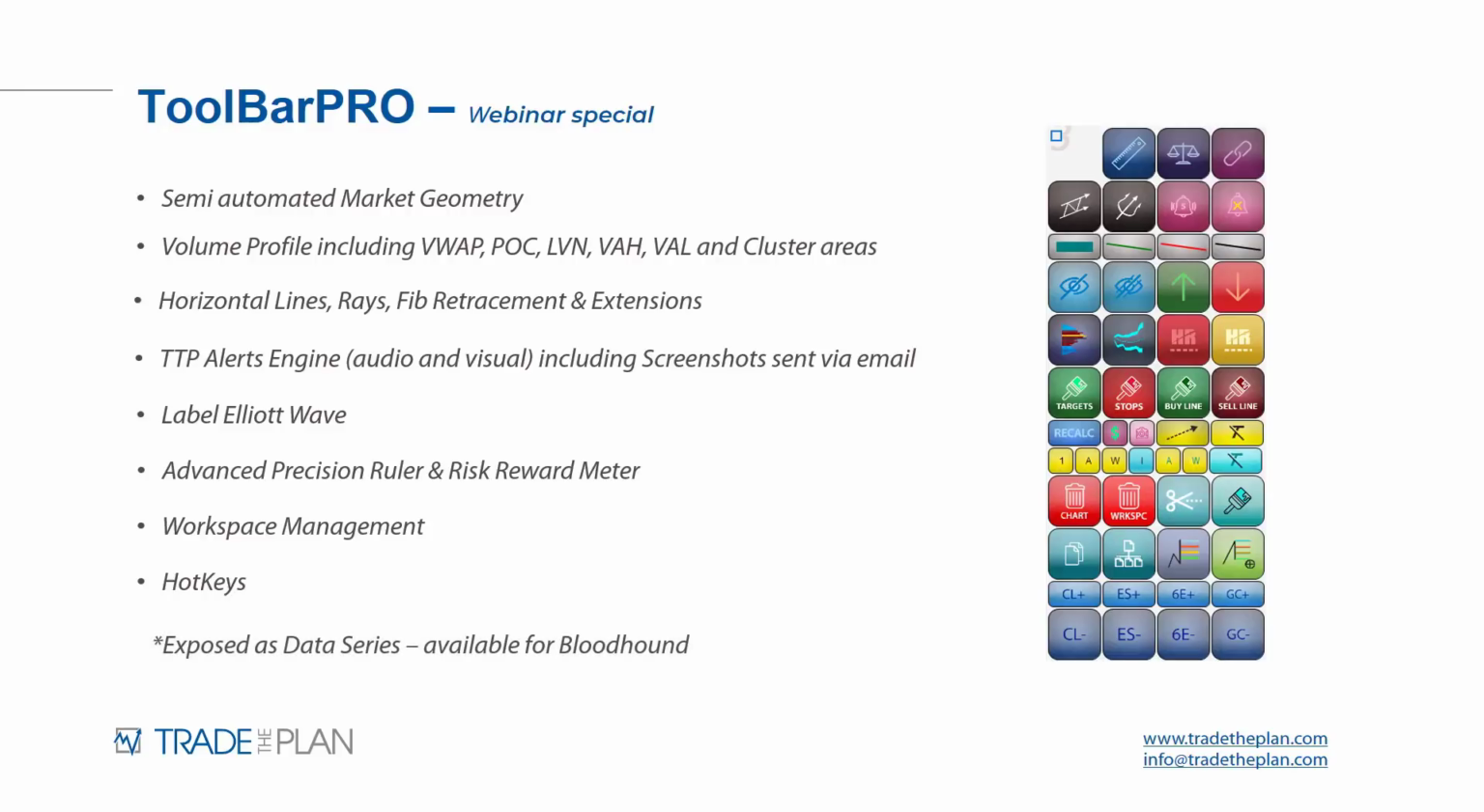But most important probably is that the market geometry, volume profile, and the lines are all exposed as a data series for Bloodhound, which means you can use it in Blackbird. So any idea that you have for a system for market geometry, as Dan demonstrated, but for volume profile, all of those nodes are VWAP, POC, LVN, VAH, VAL, and the cluster areas. Those are all exposed as data series in Bloodhound. And so you can use them in Blackbird to backtest whatever you want to prove to yourself that you have a viable system. And that's very, very powerful.